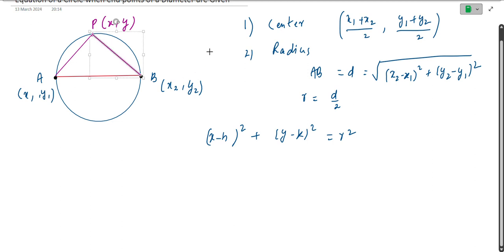So if you observe the angle APB, that should be equal to 90 degrees. Why? Because it is an angle in a semicircle.